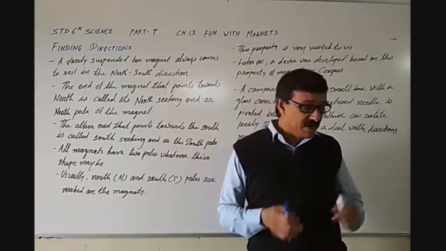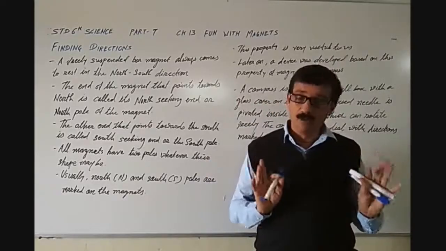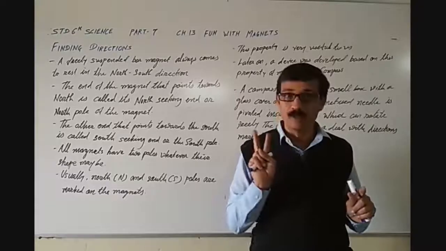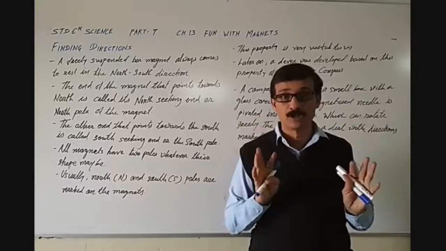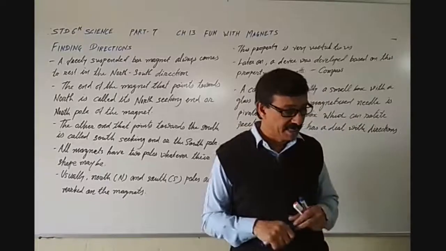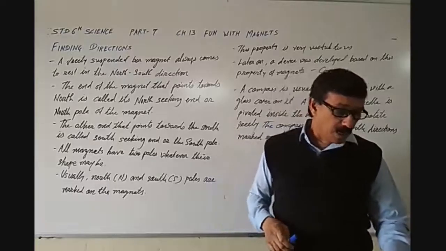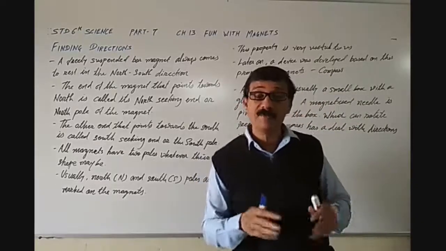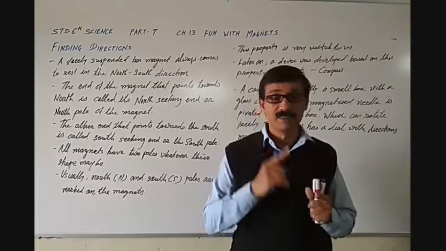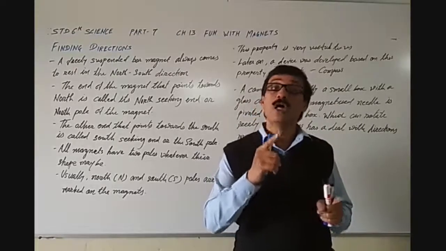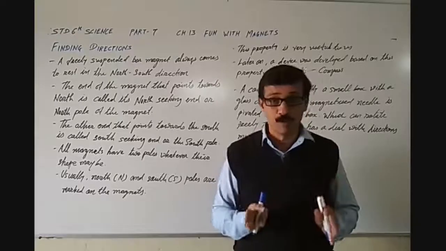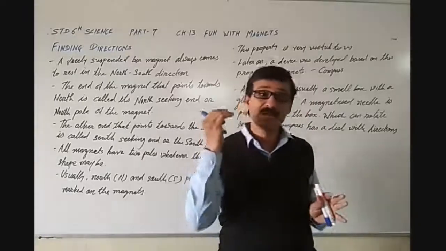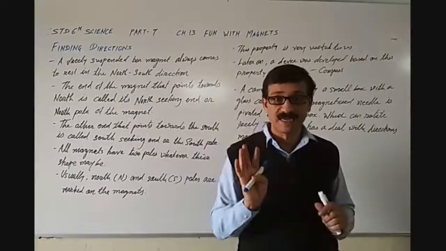All magnets have two poles. All magnets have only two poles. Always there are two poles with the magnet, whatever their shape may be. Let it be any shape of the magnet, but that magnet will have two poles, always two poles, whatever the shape of the magnet.